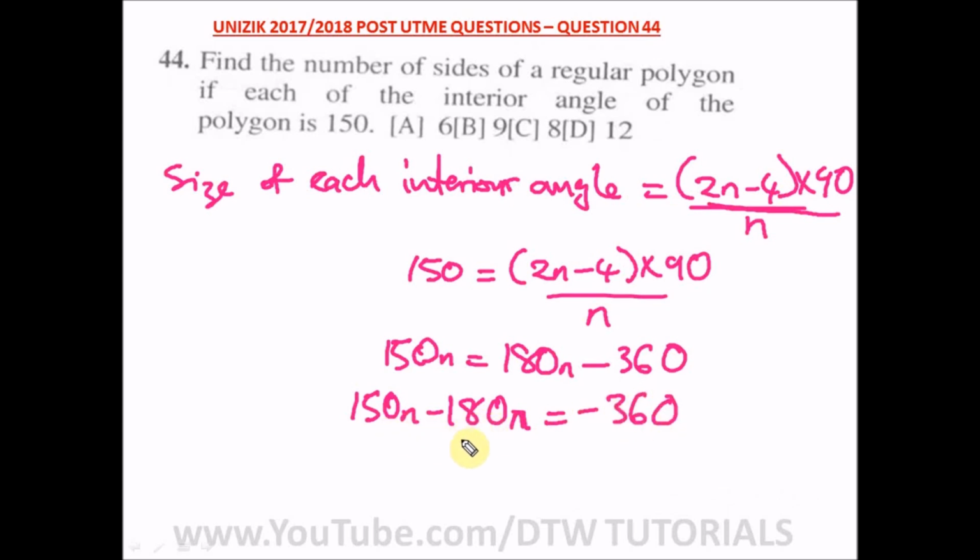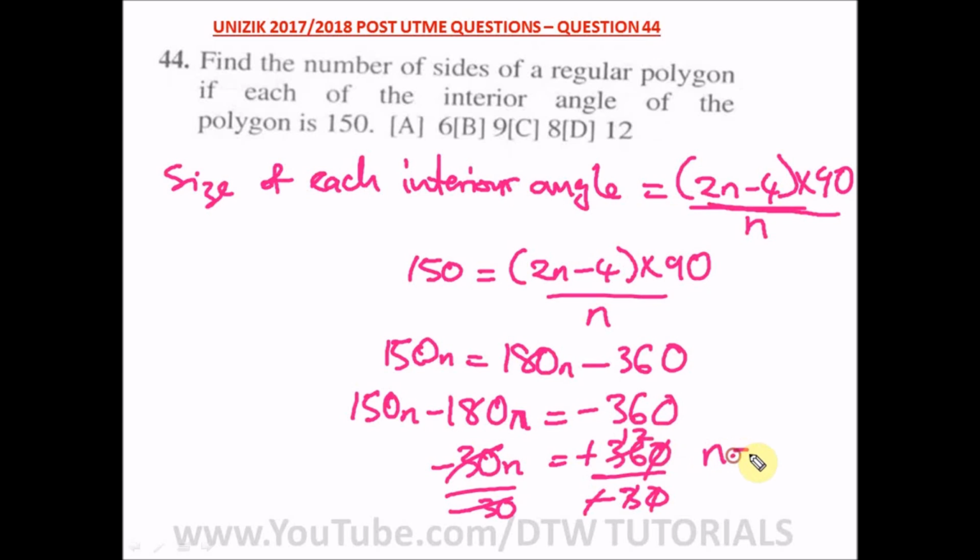Collecting like terms, take 180n to this side, we have 150n minus 180n equal to minus 360. And what is 150n minus 180n? We have minus 30n equal to minus what? 360. Divide both sides by minus 30. This will cancel, minus, 0 here, cancel this 0, and 3 in 36 will be what? 12. So n is equal to 12. So the polygon has 12 sides. And our right option here is option D.